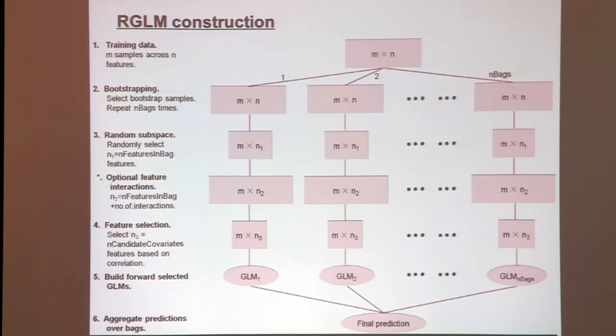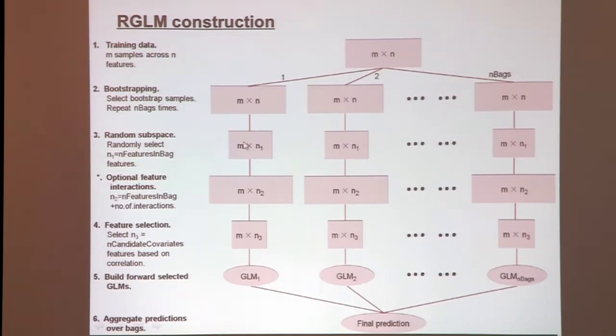Remember, you have your 20,000 genes in each data set, and you randomly select, I want to say, 5,000 of these genes, randomly. And you do that for each data set. You randomly select some genes.